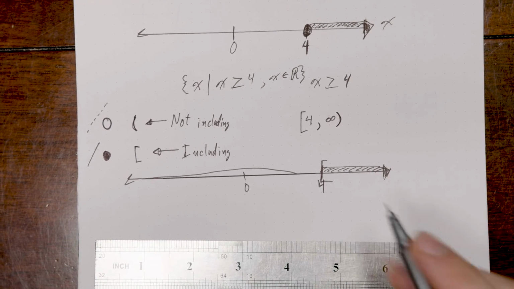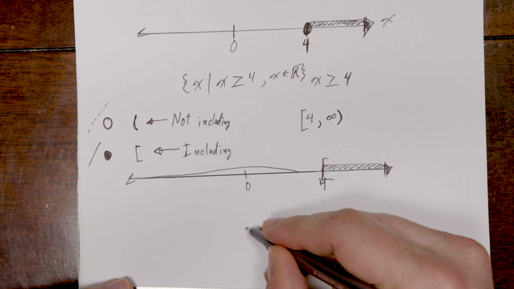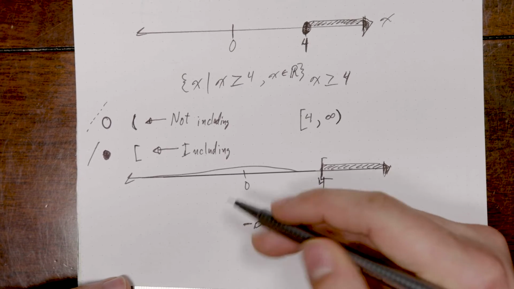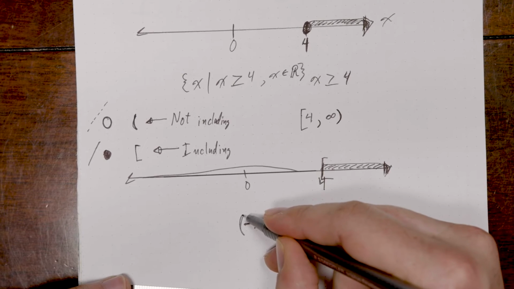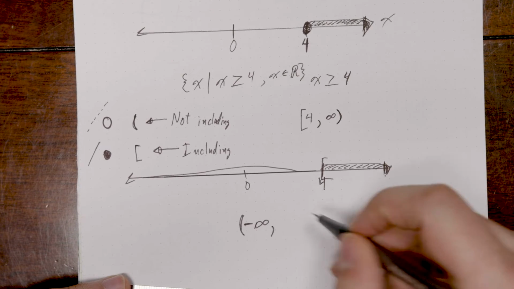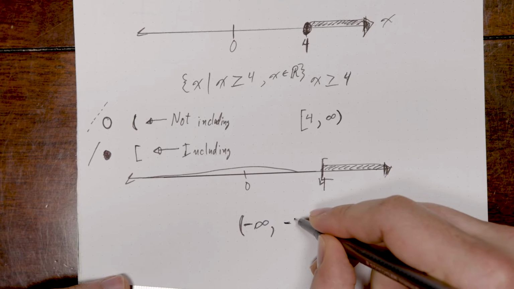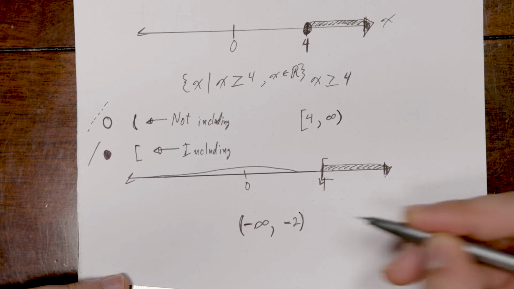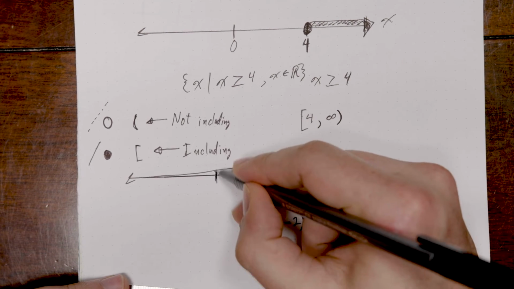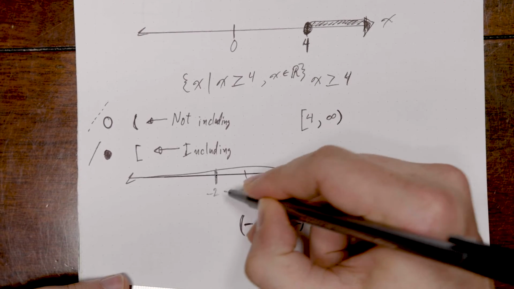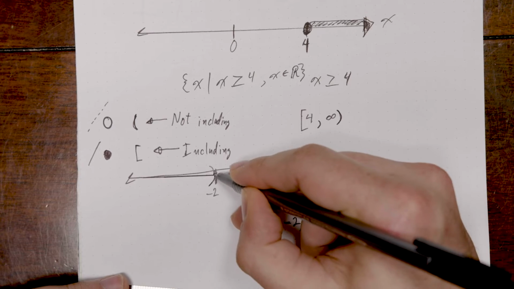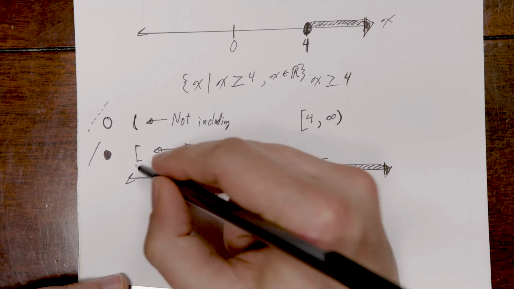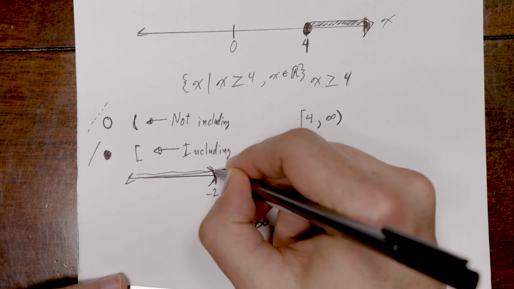And if it was not including, like say we wanted to do negative infinity, because we're going this way, never including infinity, to -2, why not? And we'll say not including, then you would put -2 here, and you would use a parenthesis instead of a bracket for not including, and then we would shade in this direction.